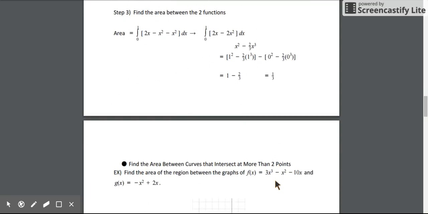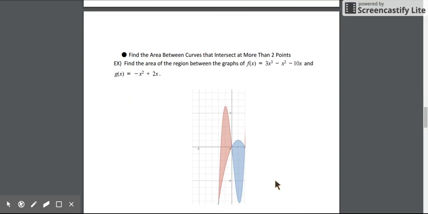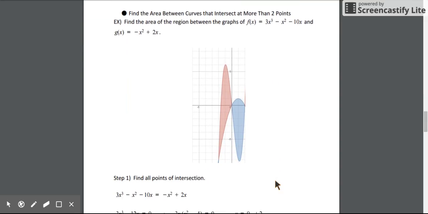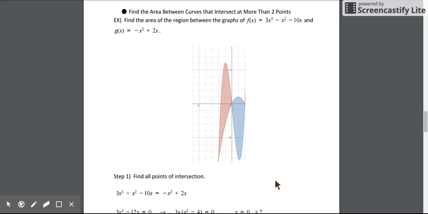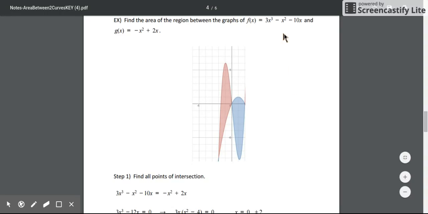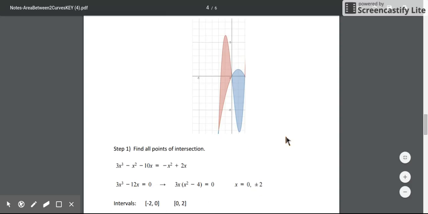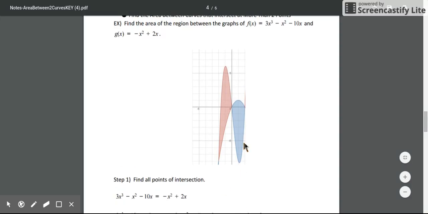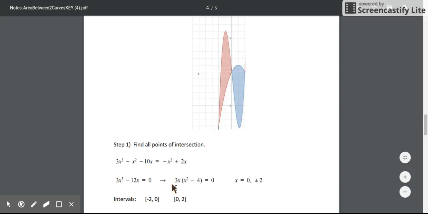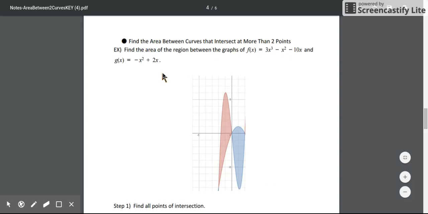Let's do another example. What happens if we have a function that intersects at more than 2 points? Well, the process is still the same. We're going to find our intersection points by setting our functions equal to each other and solving for x. When I do that, I find that my intersection points happen at 3 spots, at x equals 0 and at x equals positive and negative 2. We can plug these functions into a graphing utility and visualize it, and we can verify that we do have intersections happening at negative 2, positive 2, and 0.